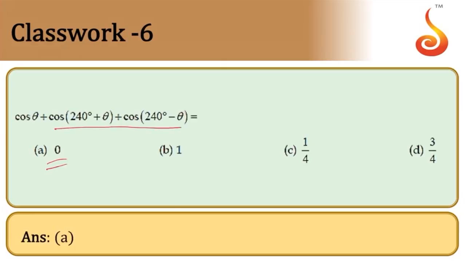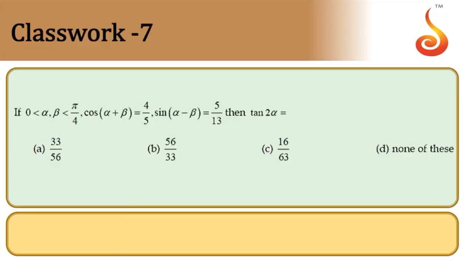Otherwise, you can also work out this problem using cos(a plus b) plus cos(a minus b) equals 2 cos a cos b. We can also do it like cos theta plus 2 times cos 240 multiplied by cos theta respectively. This will become minus a half, therefore it gets cancelled. We'll be getting the answer value 0. Let's proceed to the next problem.